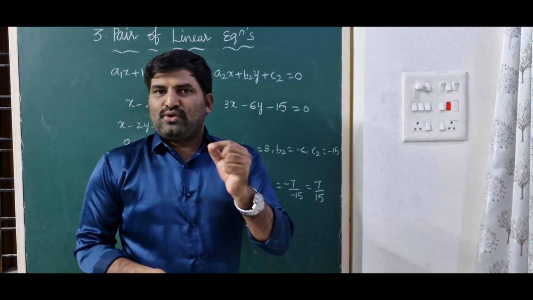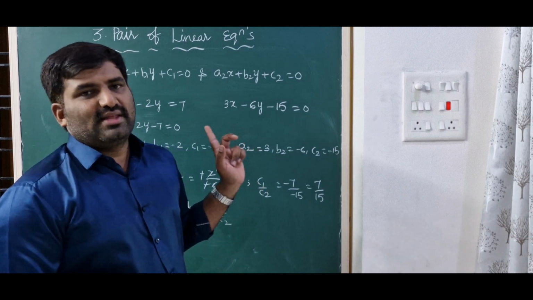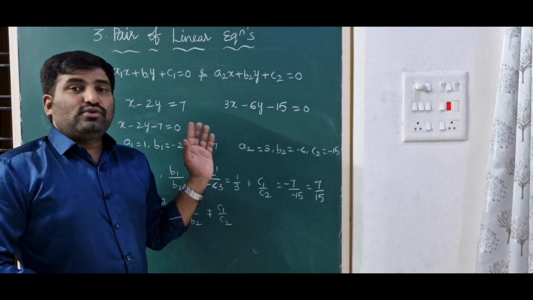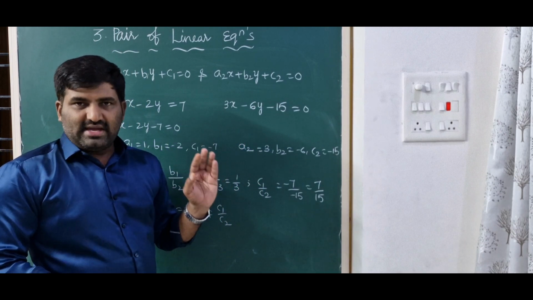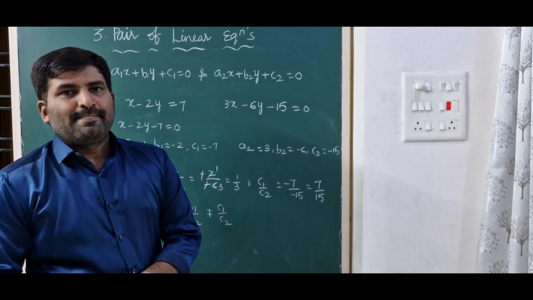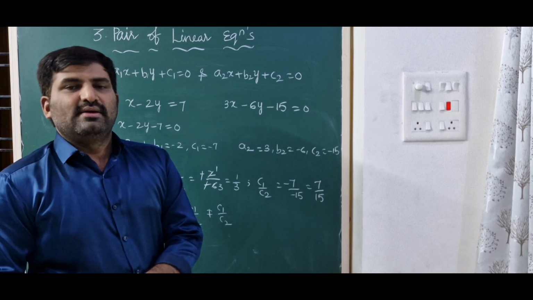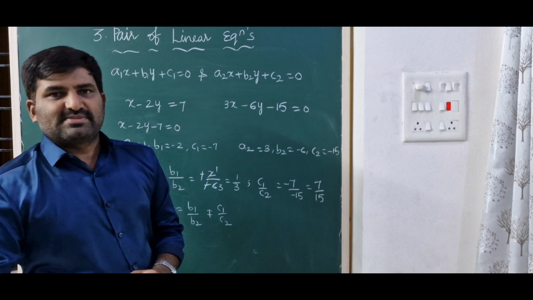Now I will explain one more indirect question: how to find the k value. Definitely you will get this question in the exam. So how to find the value of k? In the question itself it will be given whether the lines are coincident, intersecting or parallel lines. I will explain one example.